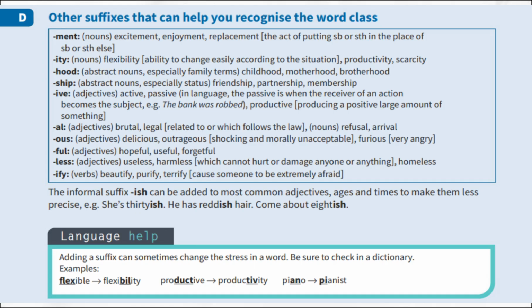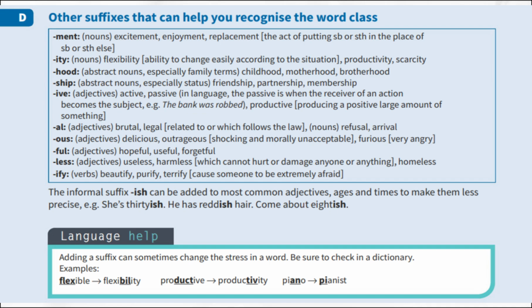-ship forms abstract nouns, especially status. For example, friendship, partnership, and membership. -ive forms adjectives. For example, active, passive. In language, the passive is when the receiver of an action becomes the subject, like, the bank was robbed, and productive, producing a positive, large amount of something. -al can form both adjectives and nouns. For example, brutal and legal, related to or which follows the law, and as nouns, refusal and arrival.